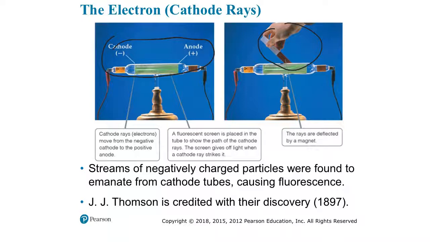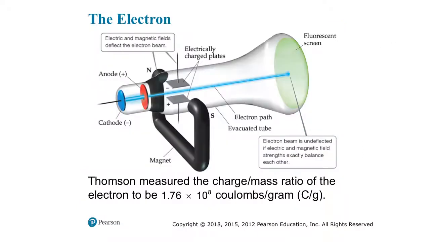And by looking at the fact that the particle is deflected away from a negative charge, or towards a positive charge, we could tell that this particle is negatively charged. So it ended up being the negative electron that was being observed.